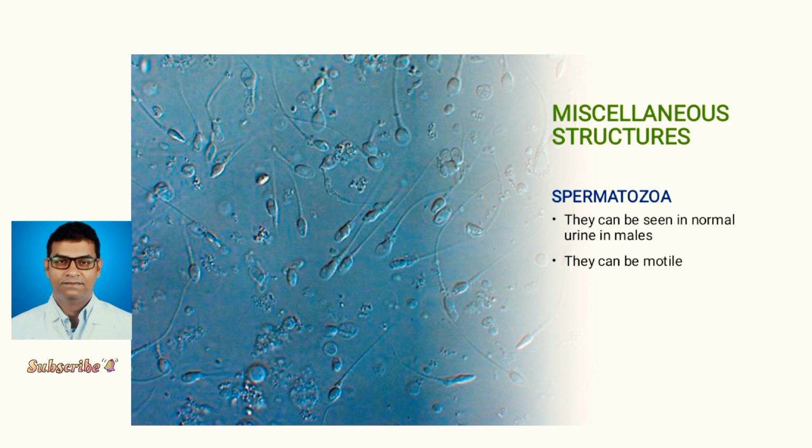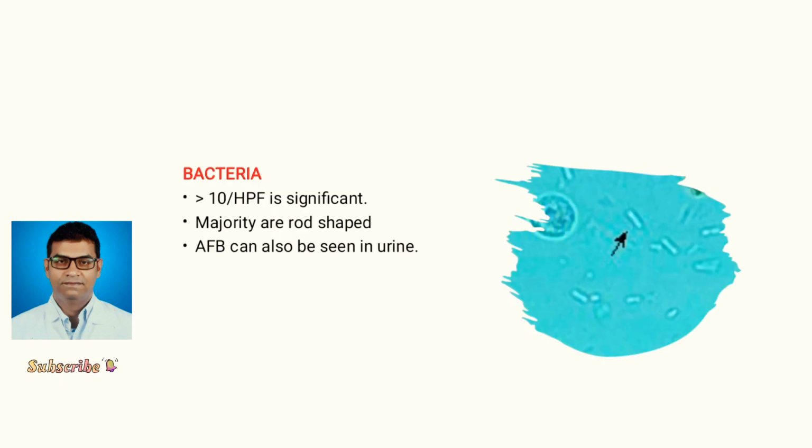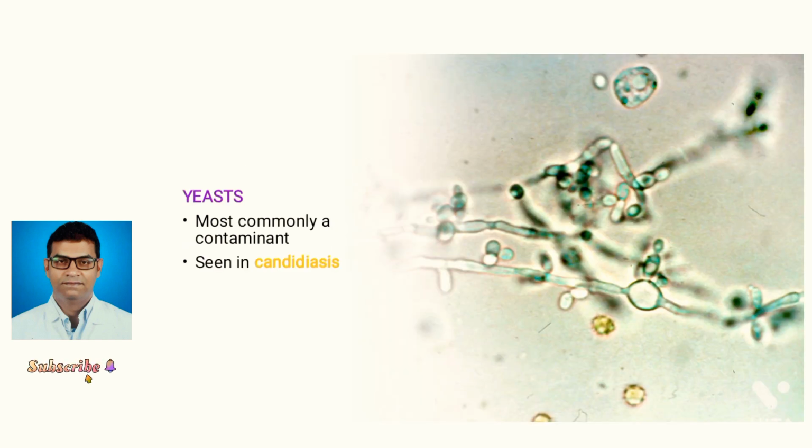By seeing the picture itself, everyone can identify the spermatozoa with head, body and tail. They can be seen in normal urine in males. They are motile. Bacteria. More than 10 per high power field is significant and the majority of the bacteria are rod shaped. AFB, acid fast bacilli, can also be seen in urine. Yeasts. These are most commonly found because of contamination and they are seen in candidiasis.